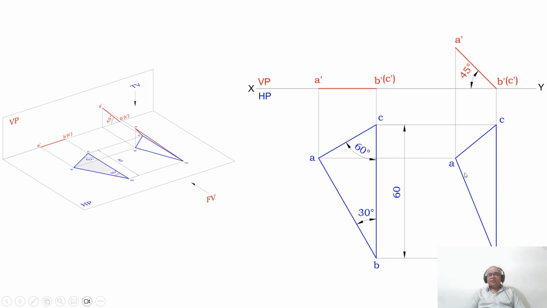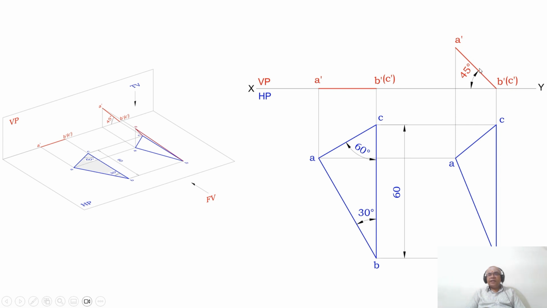Both these two lines will intersect at this point and this point. You mark that point as B and you mark this point as C. Then draw a vertical projector from A dash and draw a horizontal projector from A. Both these two lines will intersect at this point and you mark this point as E.